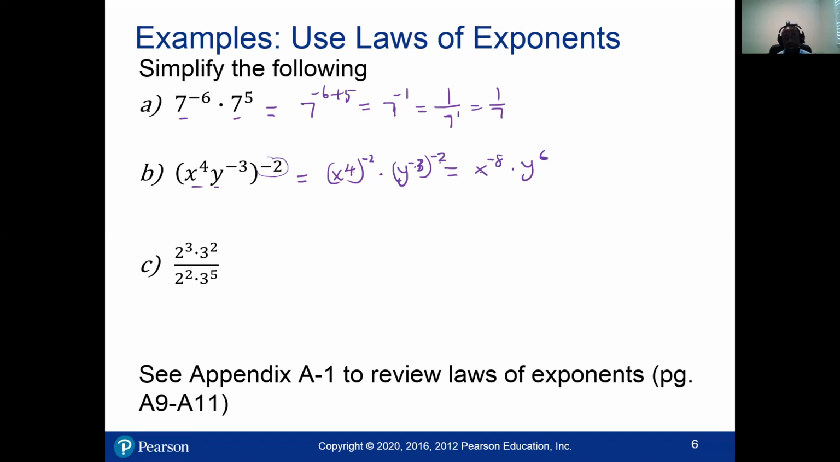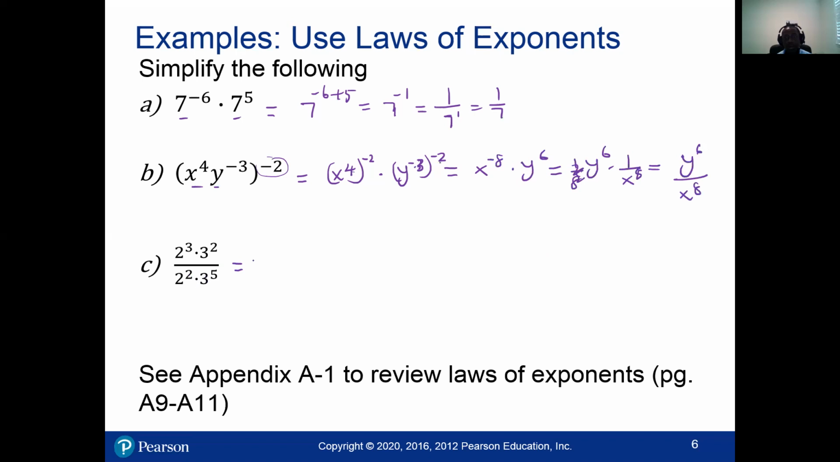positive 6. Now we don't want to have a negative exponent, so we're going to write this as Y raised to 6. That will be 1 over 8, times 1 over X raised to 8, which becomes Y raised to the 6 divided by X raised to 8. Now we don't want to have a negative, so we're going to move everything in the denominator, the C, and to the numerator.